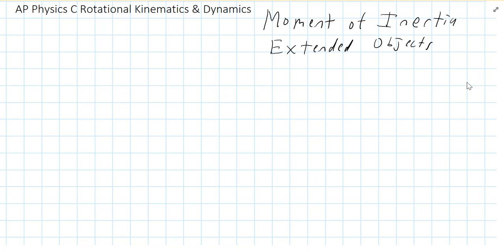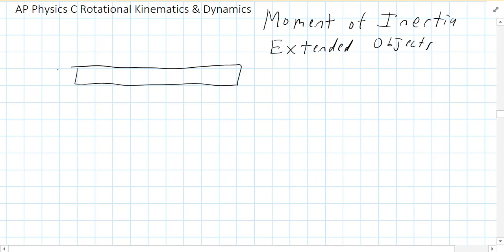Let's say I give you a meter stick. So here is the meter stick, and I tell you that you are going to take it and spin it about that axis, so the left side is coming out of the page toward us, and the right side is going into the page away from us. And I ask you to calculate the moment of inertia of the meter stick as it spins about that axis.